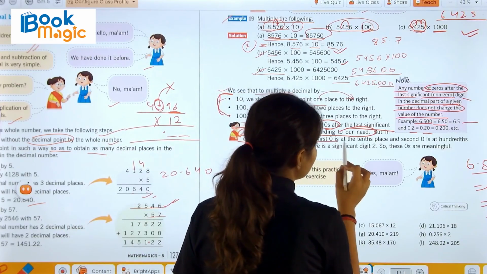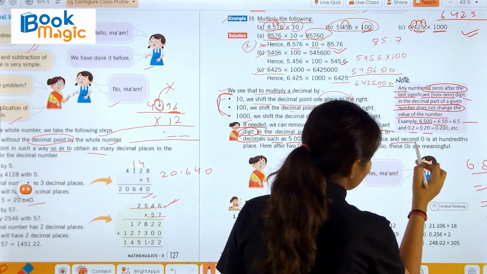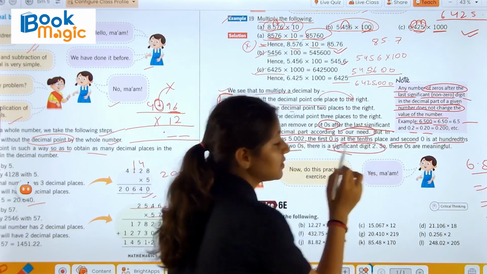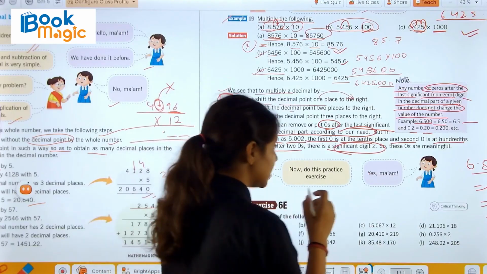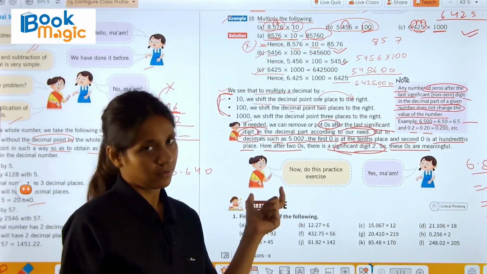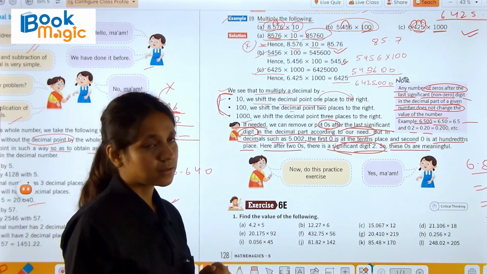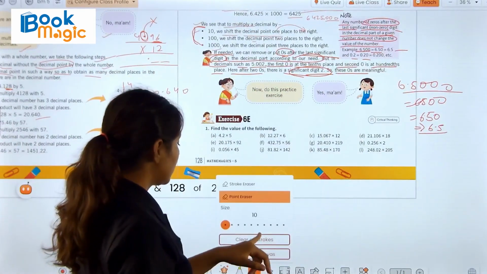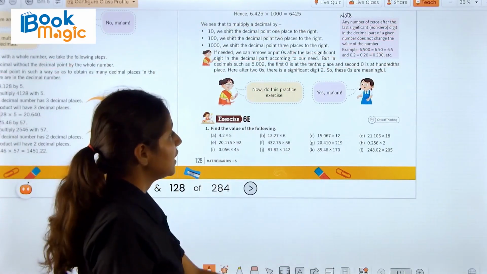The first zero is at the 10th place and second is at the 100th place. Here after 2 zeros there is a significant digit 2. That means a non-zero digit, that is 2. So these zeros are meaningful. That means these are meaningful. Okay, they are not meaningless. So we cannot change these zeros. Now teacher is saying now do this practice exercise.